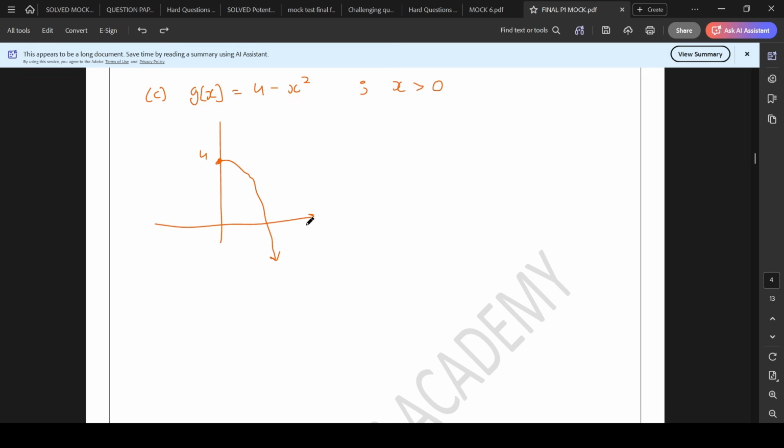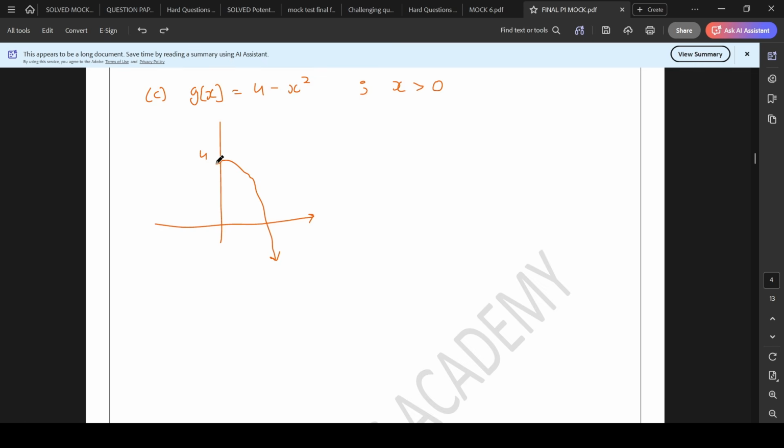Clearly from this graph, what are we able to see? Is my g of x a one-to-one function? That is, for each input, I am getting only one output. If that is the case, we call g of x a one-to-one function. And when g of x is a one-to-one function, if you try to draw the inverse function, your inverse function will be a valid function.